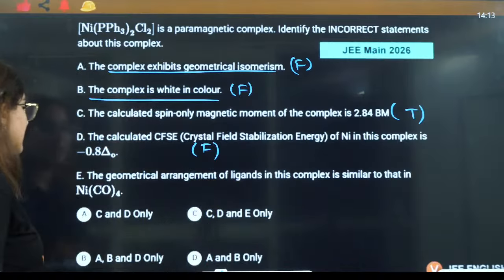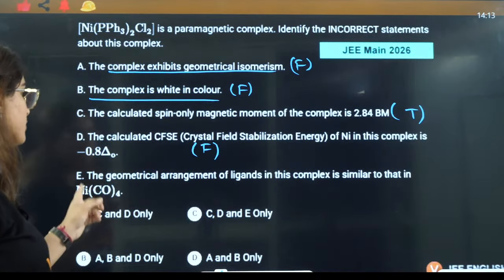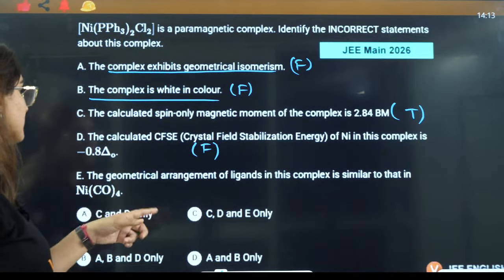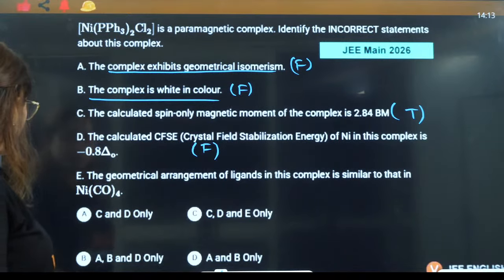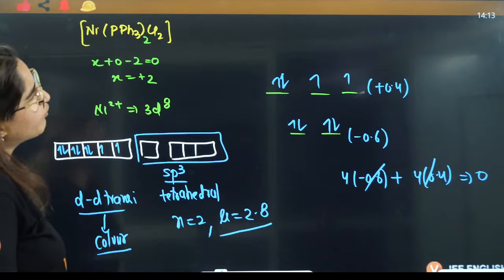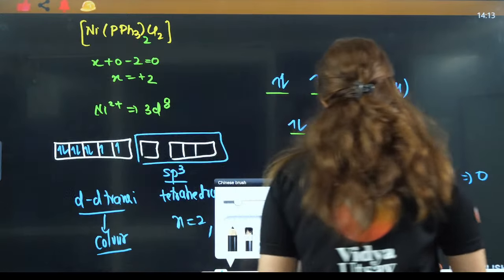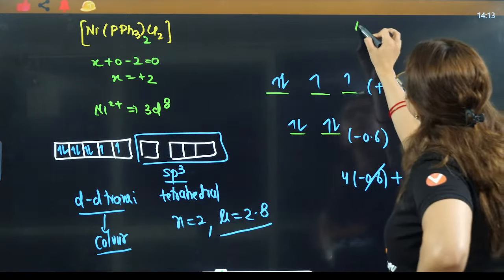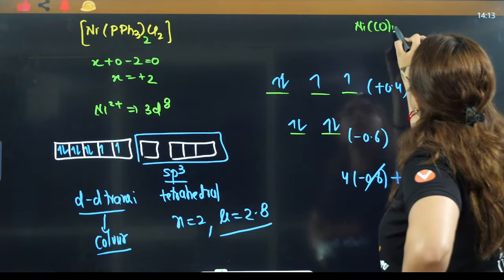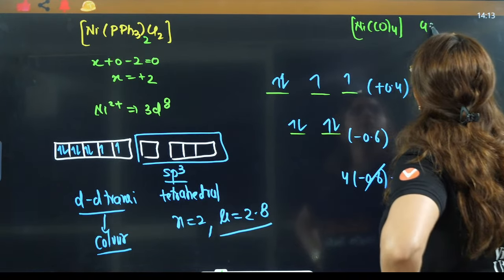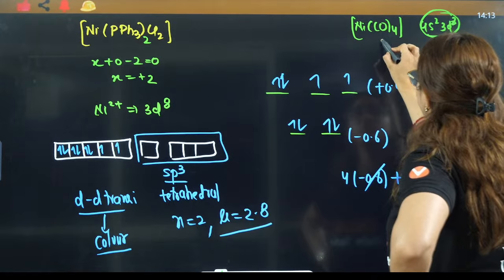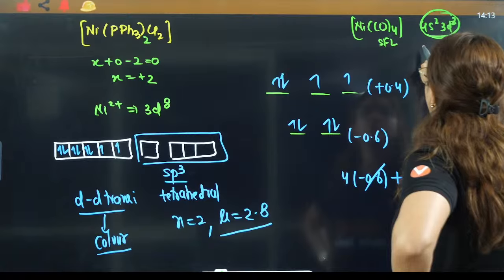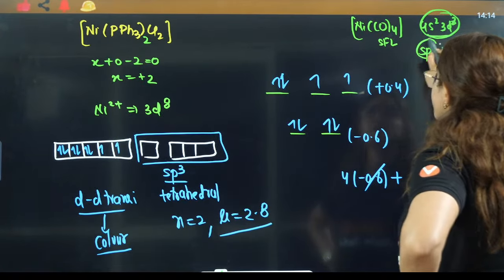Right. Then the geometrical arrangement of ligands in this complex is similar to that in Ni(CO)4. So in Ni(CO)4, what was the geometrical arrangement? In Ni(CO)4, you had 4s2 3d8, right? So it was a strong field ligand, so it was fully filled, but the hybridization was sp3 only.